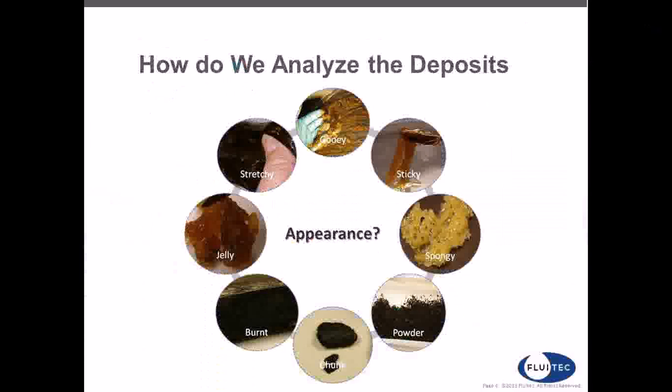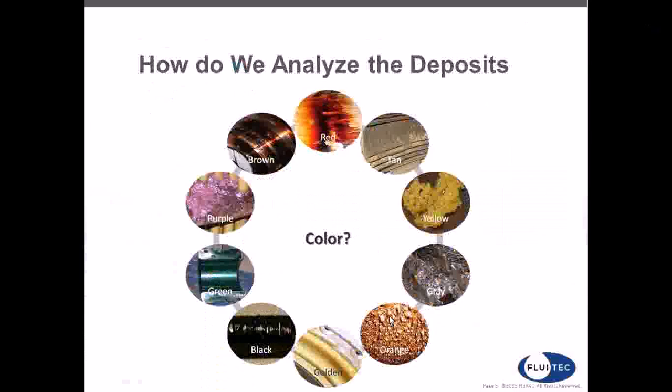We also see a wide range of colors. So everything from reds to grays to oranges and purple. This is one of my favorite ones here, a nice bright purple one. We've seen green deposits and many different shades of brown. And so the problem is that this is not a very accurate way of characterizing the deposit. If you say a red gooey varnish, it still doesn't give you that much insight as to what's causing the varnish and why it's there.